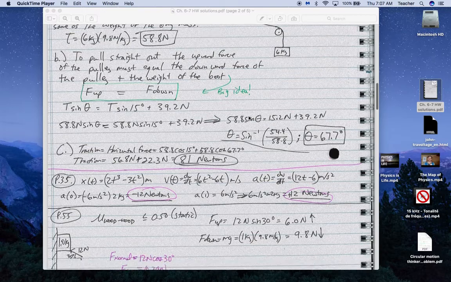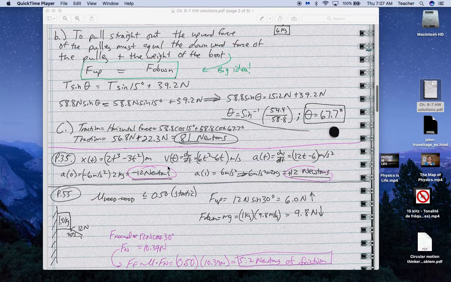Problem 35 is a small calculusy problem. If you take the second derivative of position versus time, you get an acceleration function. And you can then determine at 0 seconds and at 1 second what the acceleration is. And then if you use Newton's second law, F equals m times a, you can figure out what the net force is. So the m is 2 kilograms, the a at 0 seconds is -6, the a at 1 second is +6. So I get -12 newtons and 12 newtons.